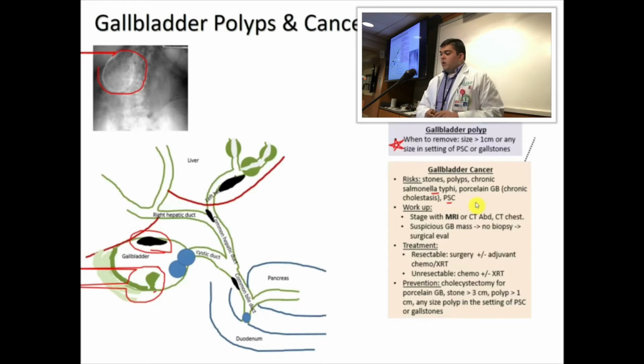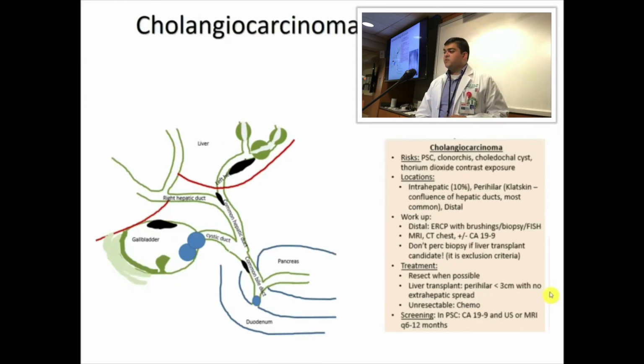For prevention of gallbladder cancer, again, you want to be aggressive and follow the guidelines for cholecystectomy. So if they have a porcelain gallbladder, if they have a very large stone, greater than 3 centimeters, if a polyp is greater than 1 centimeter, or as we talked about before, any polyps in the setting of PSC or gallstones, you want to take out the gallbladder itself to reduce the risk for gallbladder cancer.